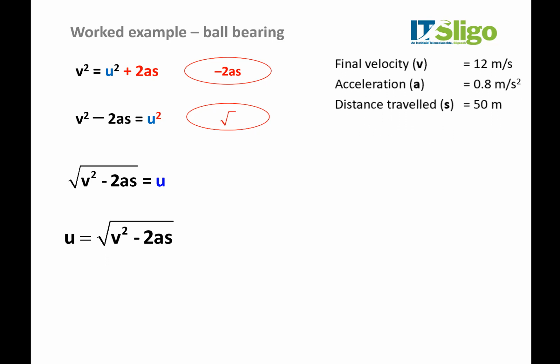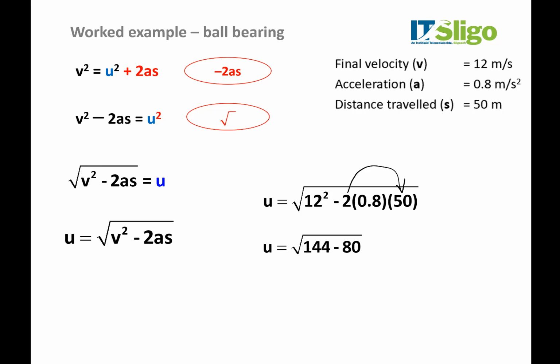And now we go to part B, where we're given values for V, A, and S. And we feed these in. 12 squared. When we work out 12 squared, that's 144. Here, guys, we have 2 by 50 is 100. Multiplied by 0.8, that's 80. 144 minus 80 is 64. Square root of 64 is 8.